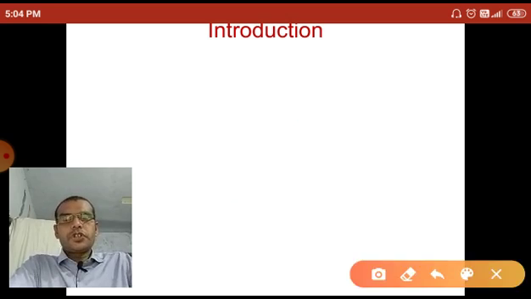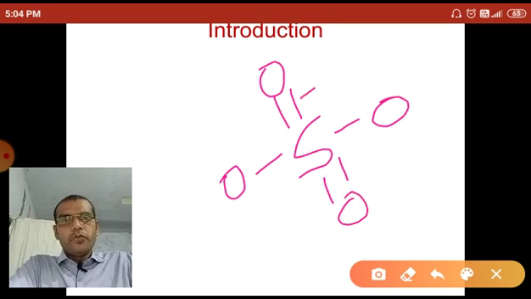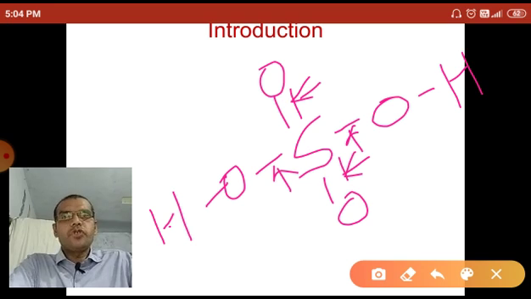Let's see the structure of sulfuric acid: 4 oxygens, 2 oxygens here, 2 oxygens here. So one coordinate bond here, one coordinate bond here, one covalent bond here, one covalent bond here, and one ionic bond with hydrogen and oxygen and another ionic bond with hydrogen and oxygen. So all three types of bonds are present in sulfuric acid.